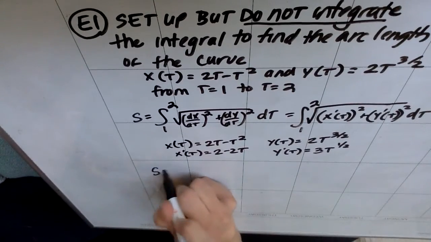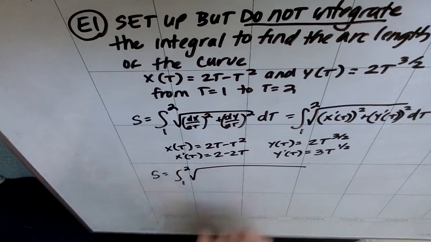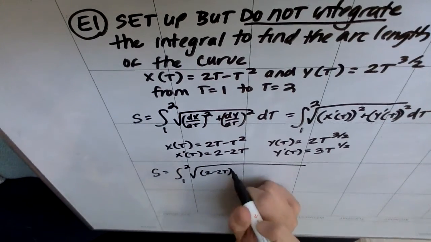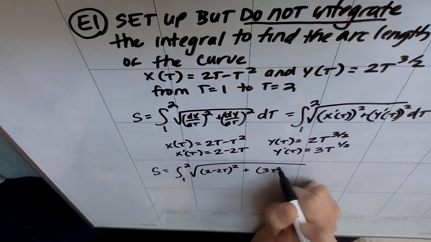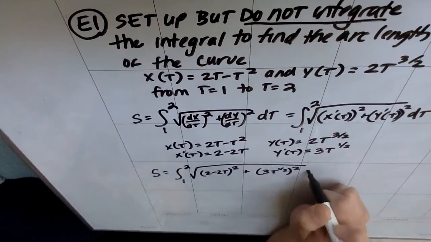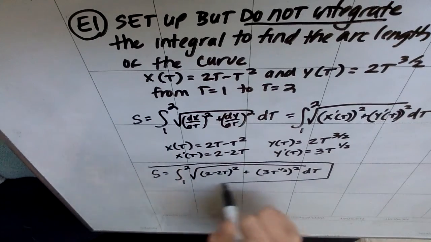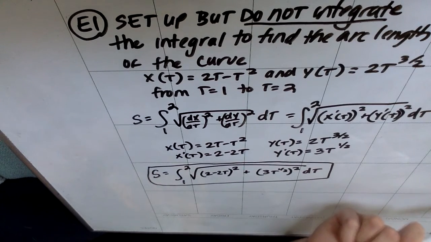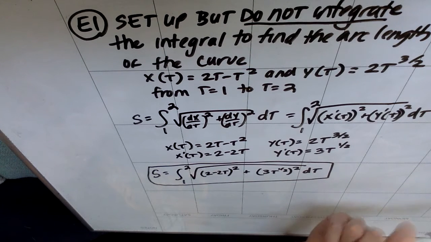So my integral should be the integral from 1 to 2 of the square root of my x prime of t quantity squared, which if I were you, I would leave as 2 minus 2t quantity squared, plus my y prime of t, which is 3t to the 1 half quantity squared, with respect to t. There's nothing wrong with that answer, right? If you want to clean it up, you can. Certainly, if it were a multiple choice question, you might have to clean it up to find the matching answer. But aside from that, there's not a huge incentive to risk cleaning things up.